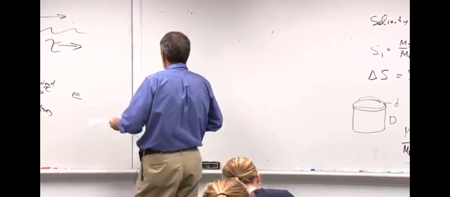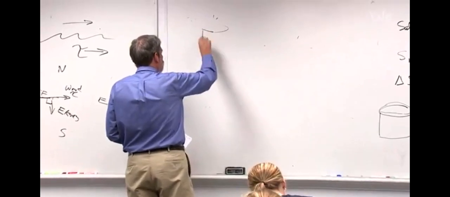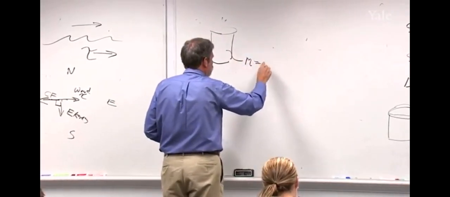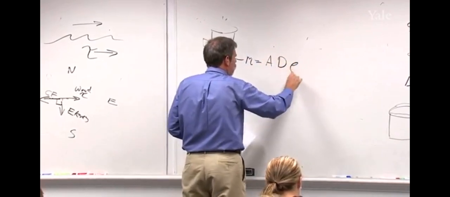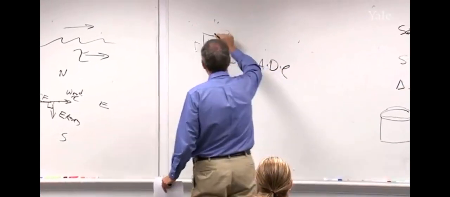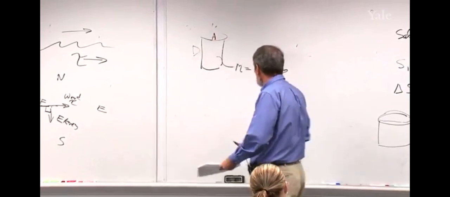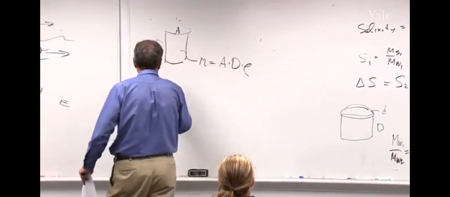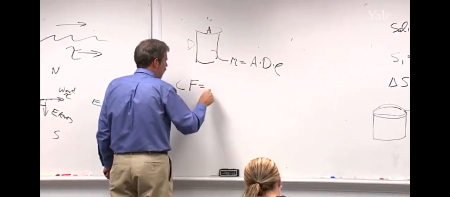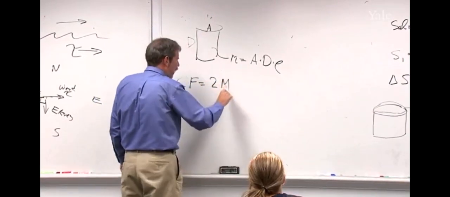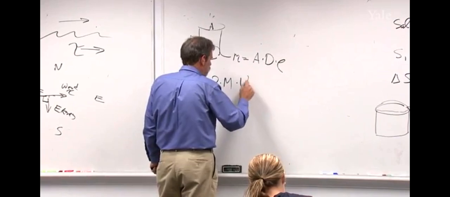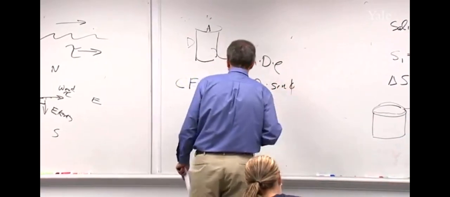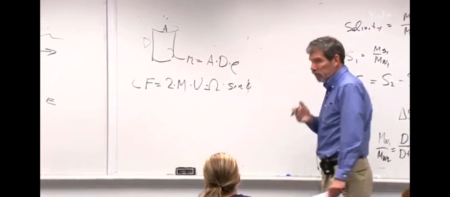If I have again a column of depth d, it has a mass given by A d rho: the area, the height of the column, and the density of seawater. If it begins to move, it'll have a Coriolis force given by 2, the mass, the speed, the rotation rate of the Earth, and the sine of the latitude. And that's going to have to balance the wind stress.